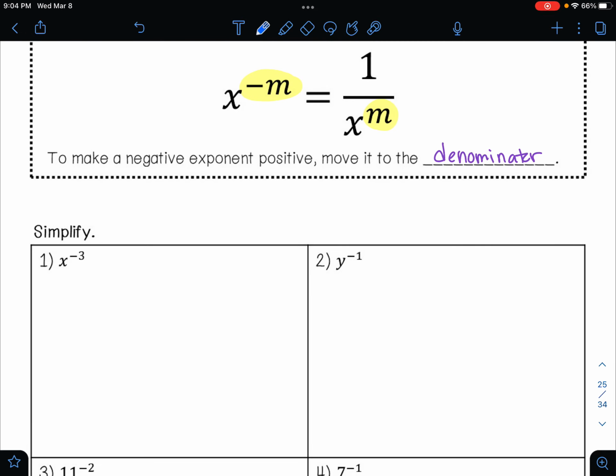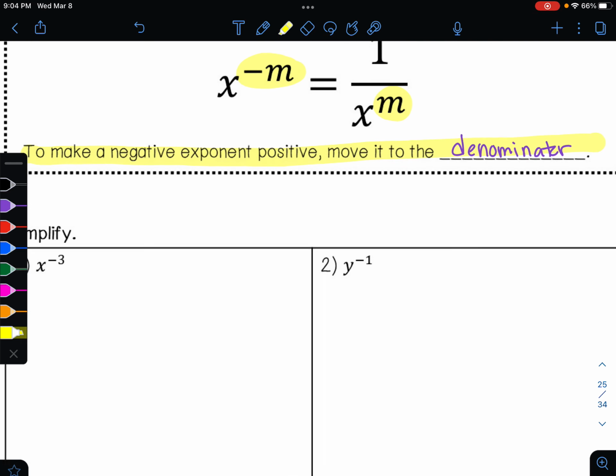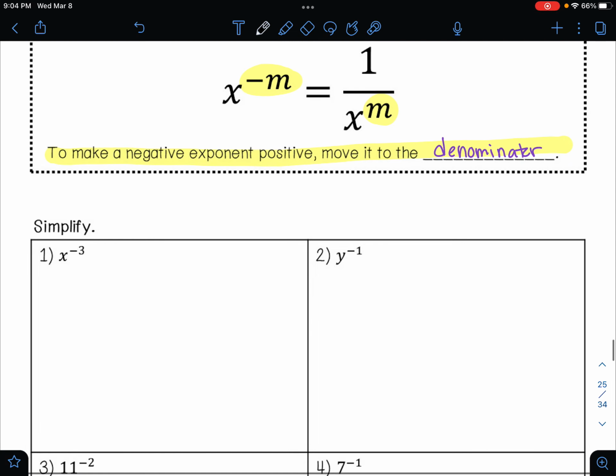So again, to make a negative exponent positive, you move it to the denominator. So on this example, I have x raised to the negative third power. To make that negative exponent positive, I'll make it a fraction and I'll move it to the denominator. So I just take this negative 3, make that 3 positive by moving it down into the denominator. This is my answer.